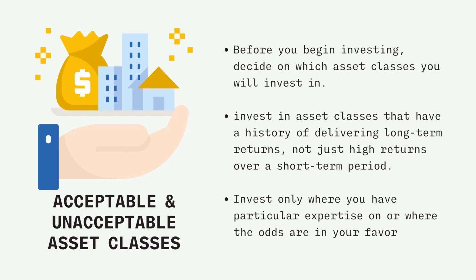And once you have identified which asset classes you will invest in, you must also determine which asset classes you will not invest in. Asset classes on this list may include those in which you do not have any expertise or those in which the odds are against you. For example, this could be foreign currencies, wherein you have a zero-sum game, which means that for every winner, there must be a corresponding loser.